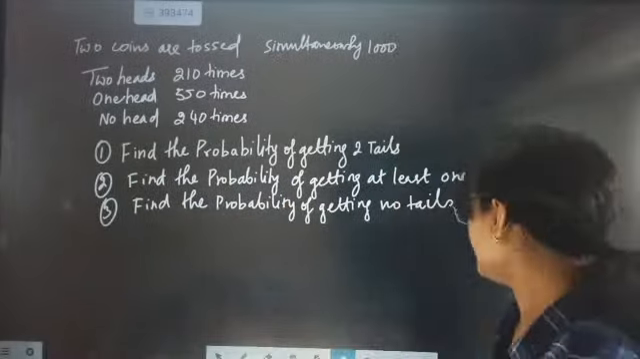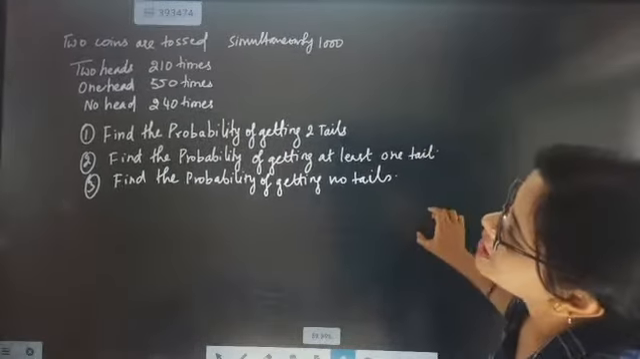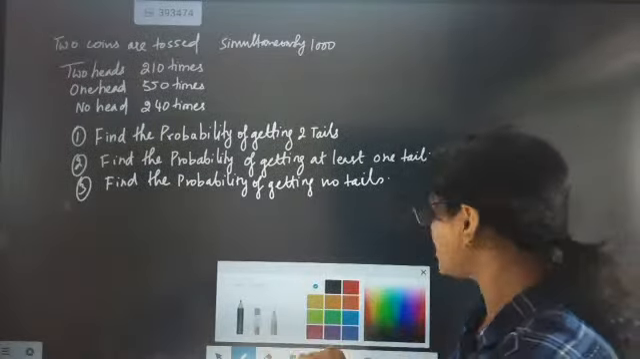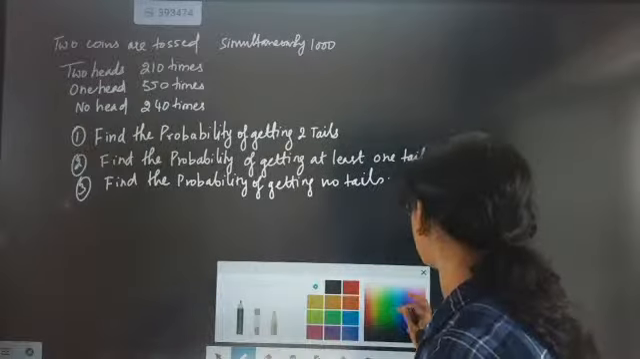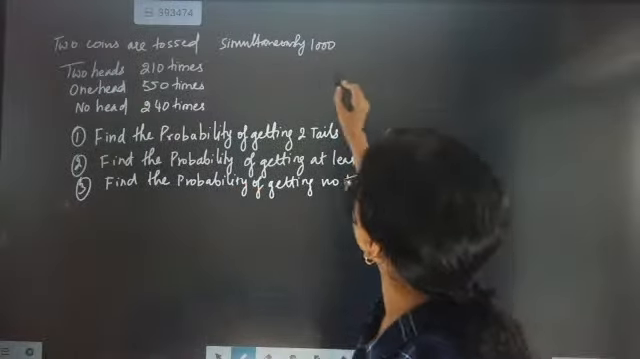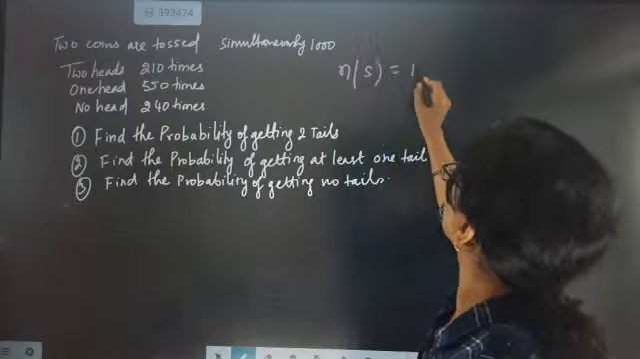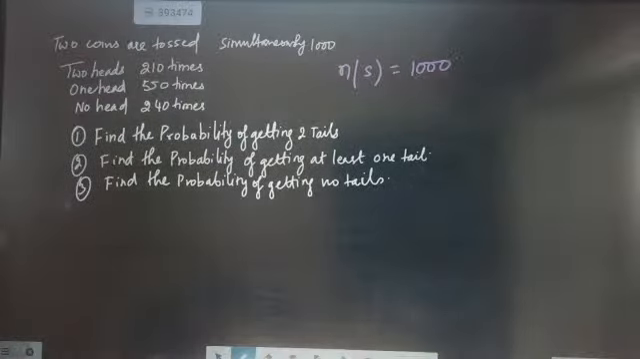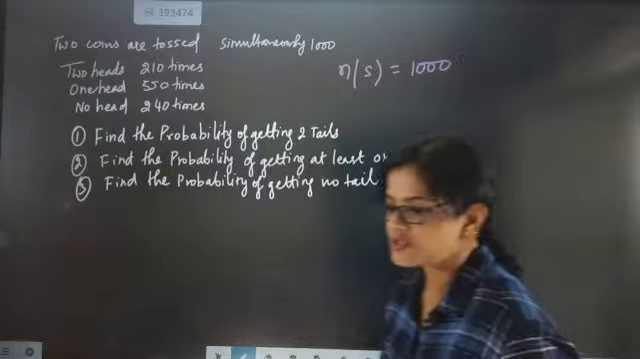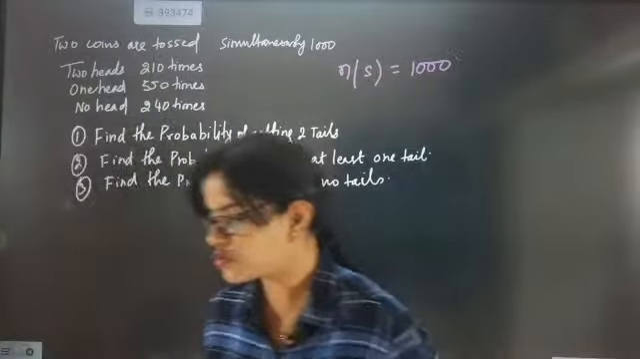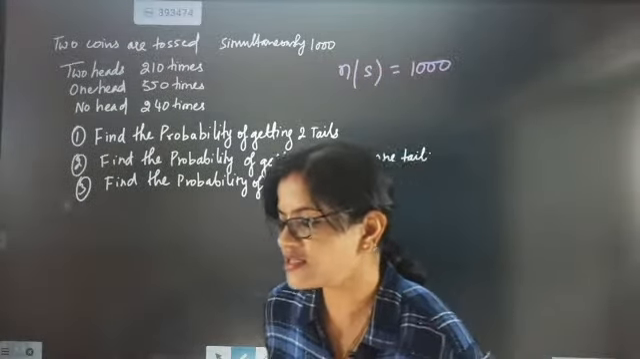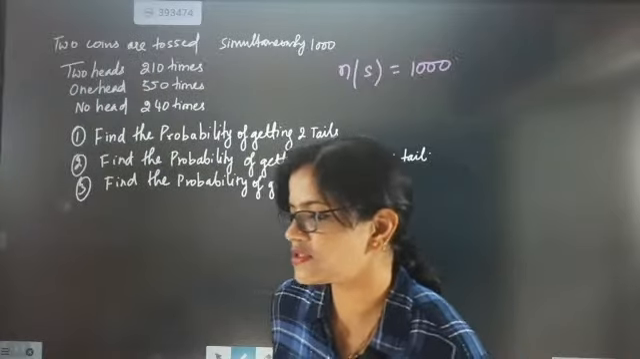Yes, I have already given you practice for these types of questions. Now look here. First thing is, what is the total sample space here? The total sample space here is 1000. So as Naresh is telling, the total sample space is 1000. Now is the screen clear now?